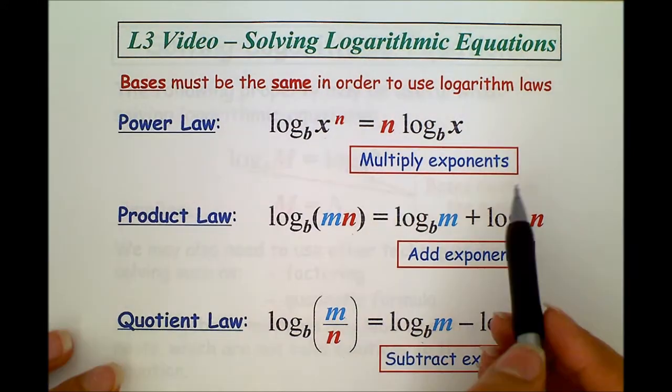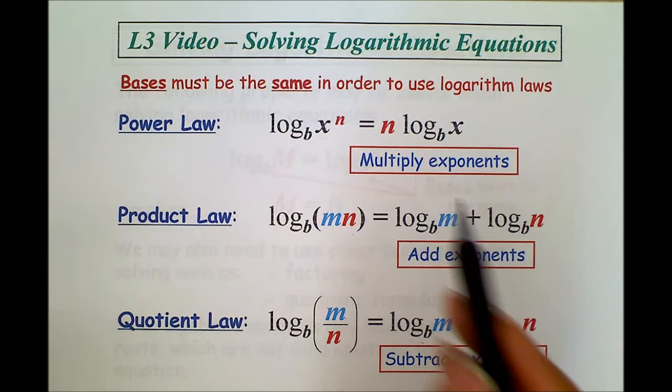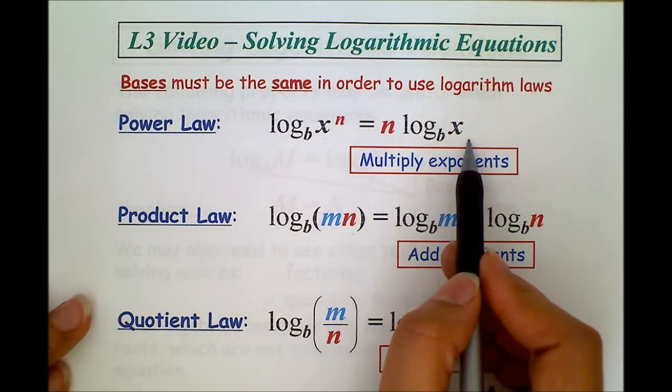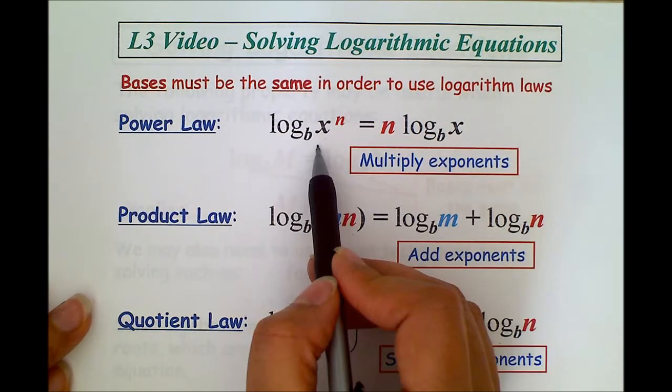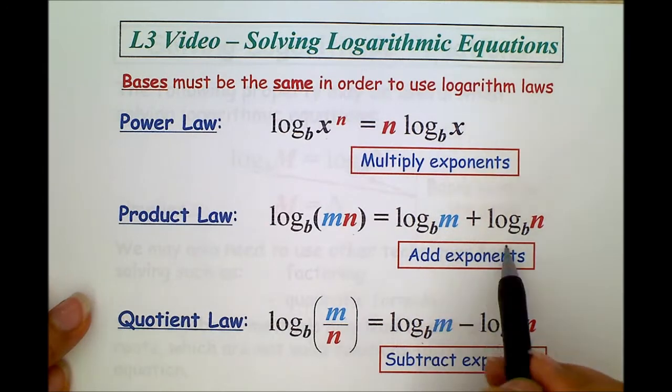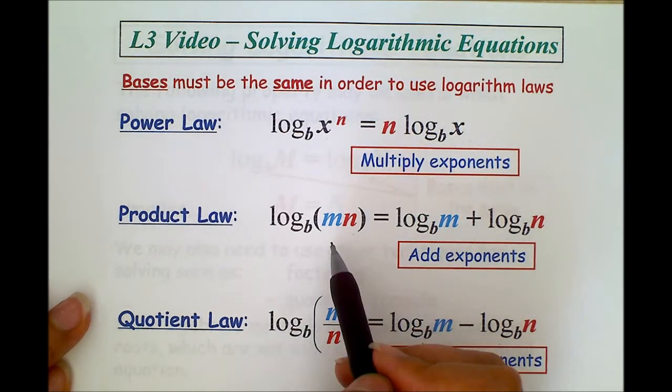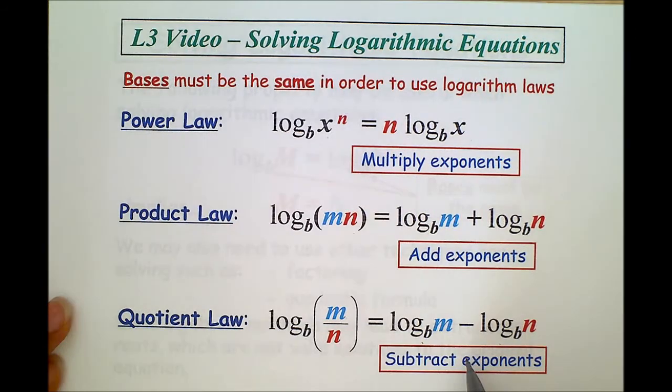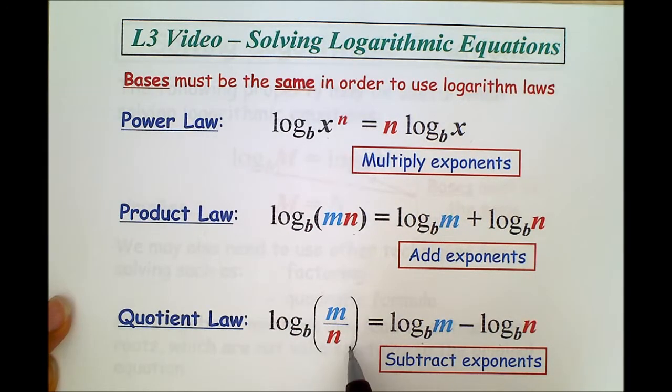So remember that these rules apply both ways. If you have n log base b of x, you can always write it with the exponent inside. Or if you have log base b of m plus log base b of n, you can always write it as multiplication in the answer part. Or if you have log base b of m minus log base b of n, you can always write it as division in the answer part.